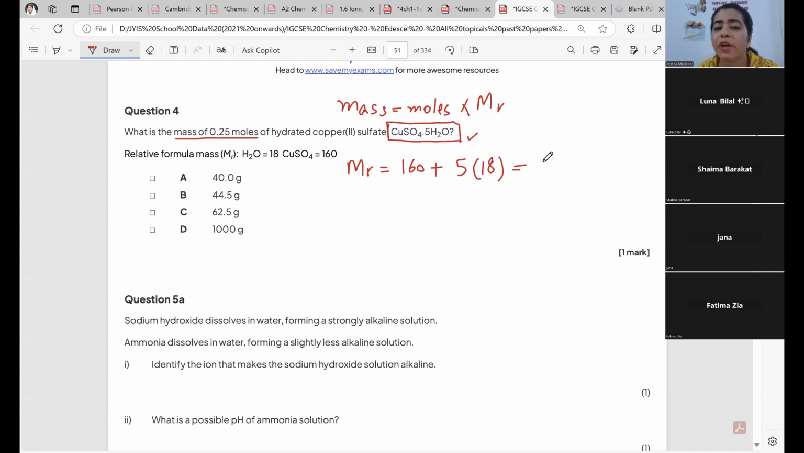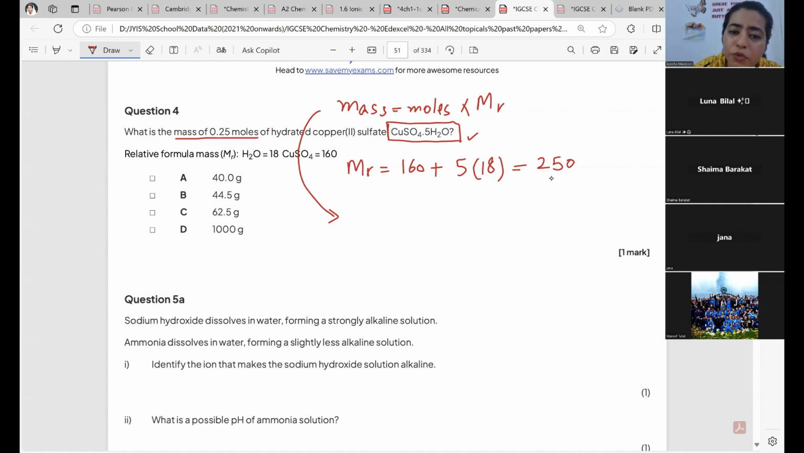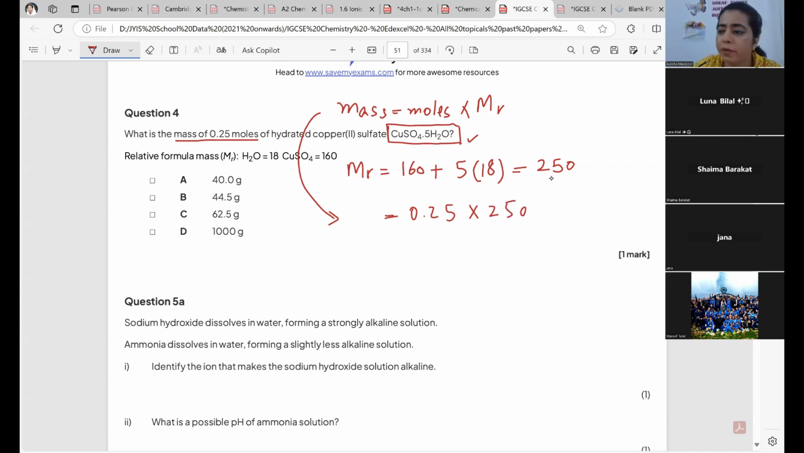Okay, so tell me the final value. It is going to be 250. Now apply the formula: 0.25 moles times 250. The answer is going to be 62.5, which is C. Right, 62.5, which is C.